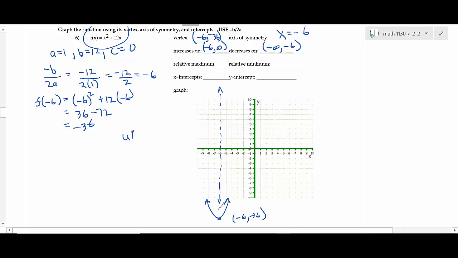Okay, let's see. What is this, a min or a max? It's a min. Okay, so you can just say the minimum is negative 6, negative 36. It doesn't have a relative maximum, just has a minimum.